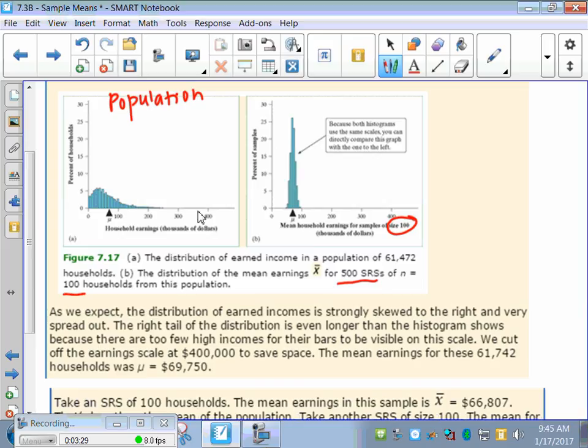The right tail of the distribution is even longer than the histogram shows because there are too few high incomes for their bars to be visible on the scale. You can't even see them. We cut off the earnings at 400,000 to save space because there are people that make more than that. The mean earnings for these 61,000 households was mu, meaning the true mean of the population right there.